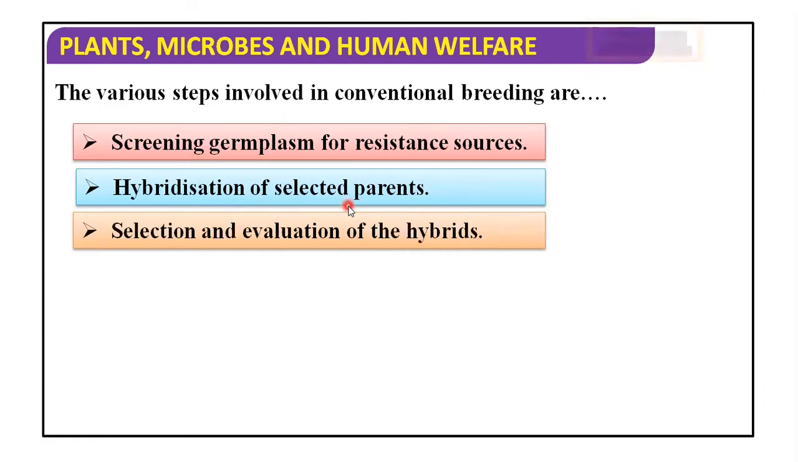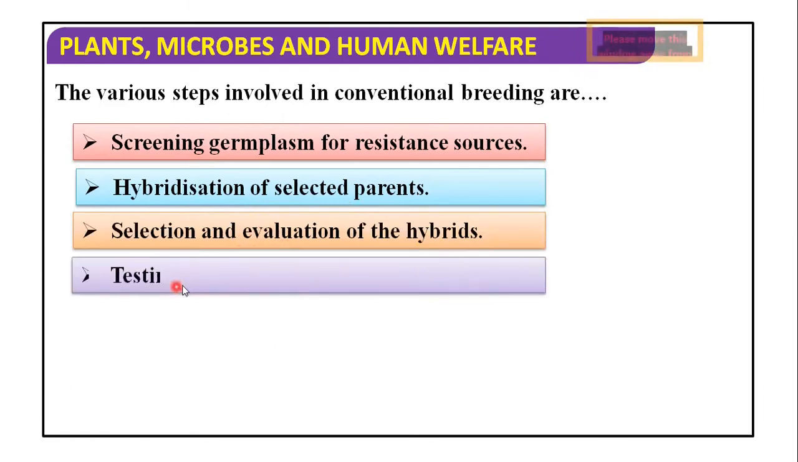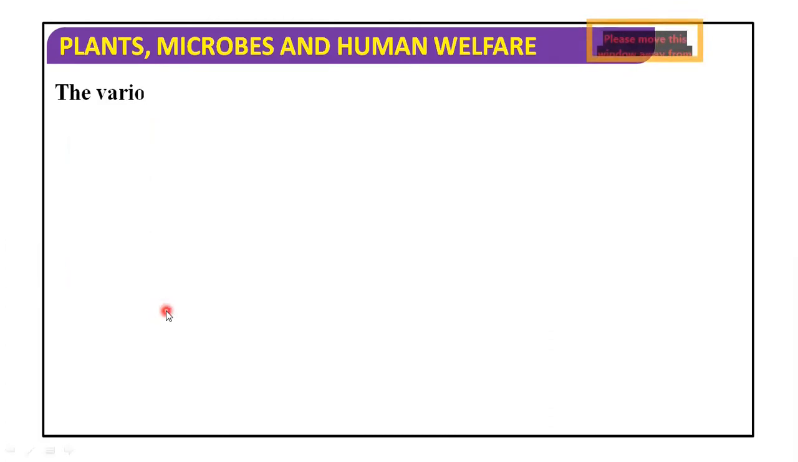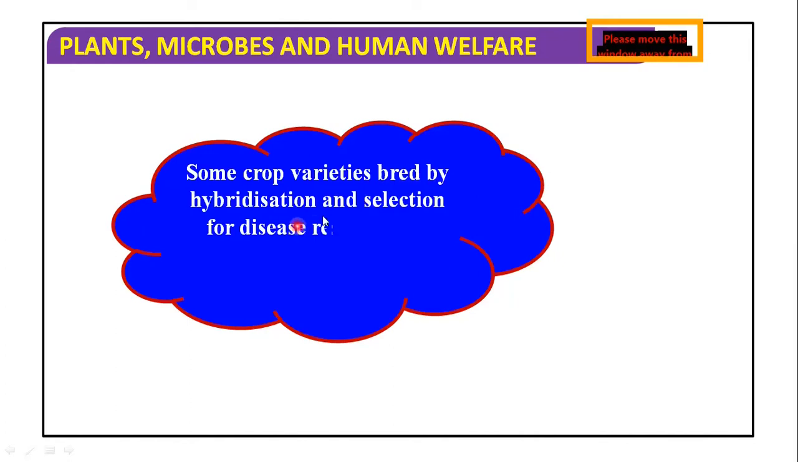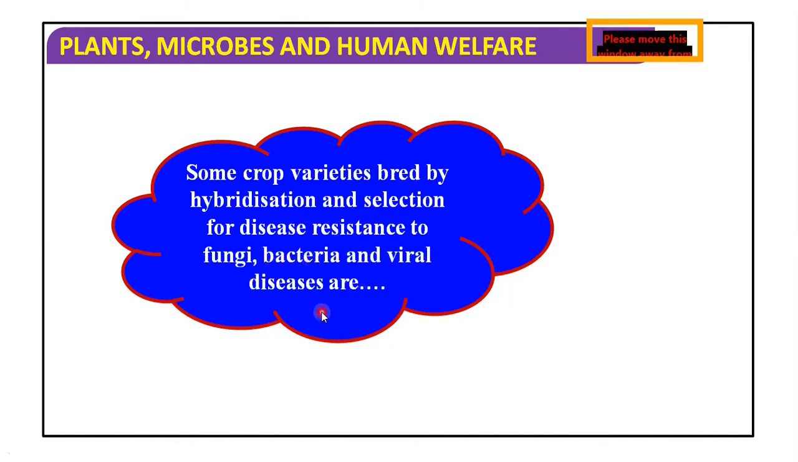Hybridization is a very important technique. Selection and evaluation of the hybrid is the later technique. Testing is a very important technique after that. Some crop varieties are bred by hybridization and selection for disease resistance to fungi, bacteria and viral diseases. So the plants which have disease resistance can resist diseases like fungi, bacteria and viral diseases.